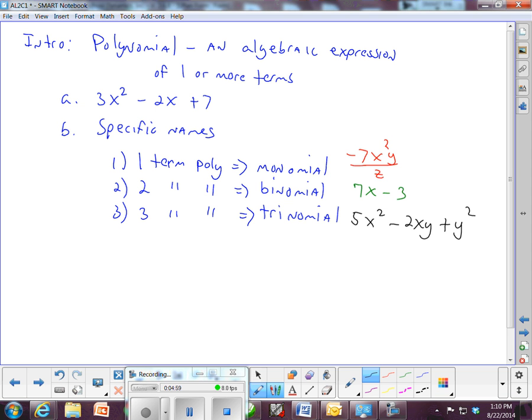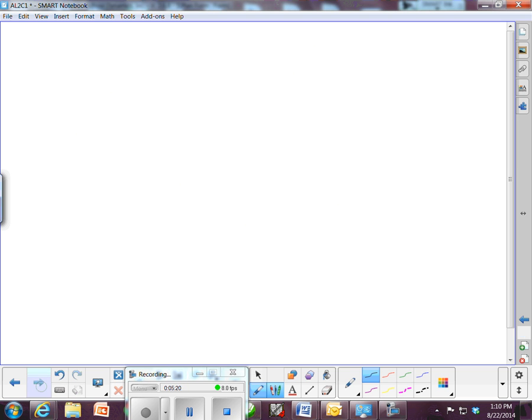Right, so specific names. So what do you have if you have a polynomial with 4 terms? Well, we stop using the prefixes at that point. We just call it a polynomial. 5 terms, we don't say a pentanomial, we just say polynomial. All right. So 1 term mono, 2 bi, 3 tri, and everything else we'll just call a polynomial. And of course, all of these are polynomials as well.